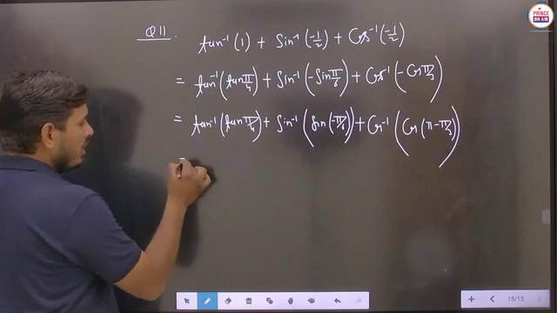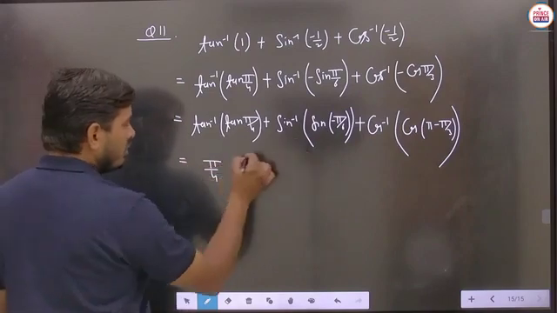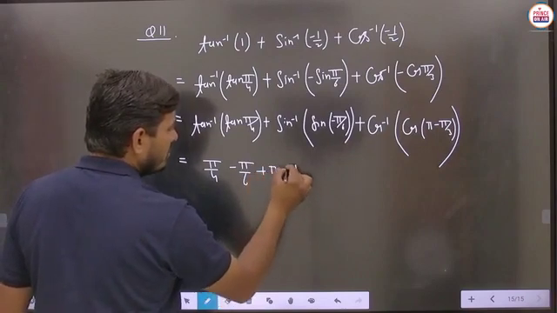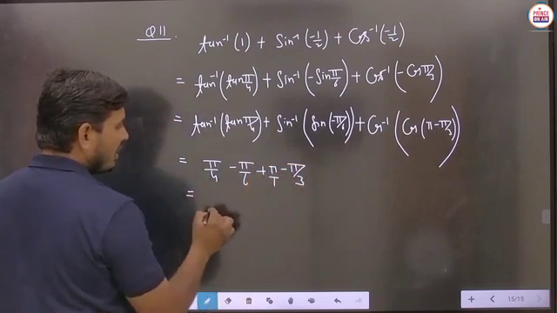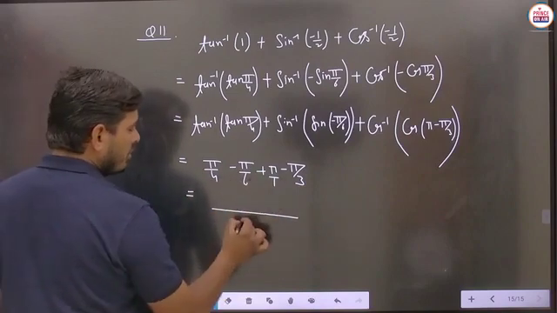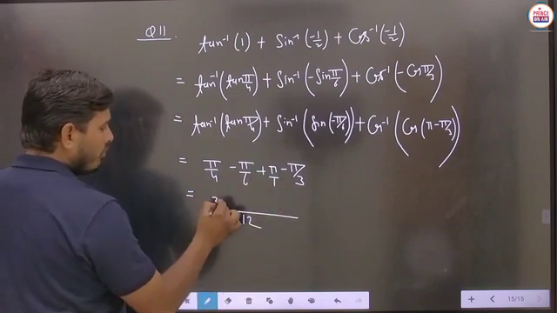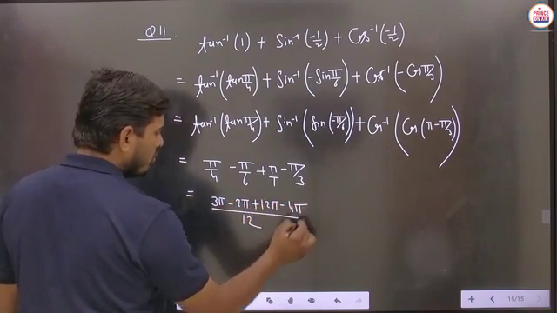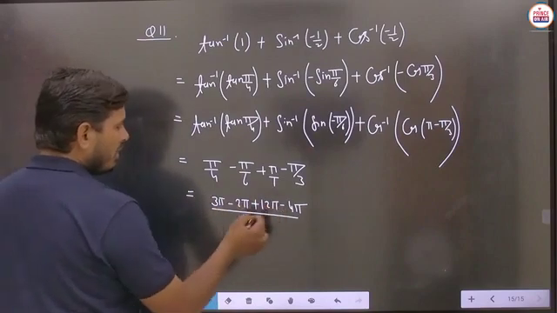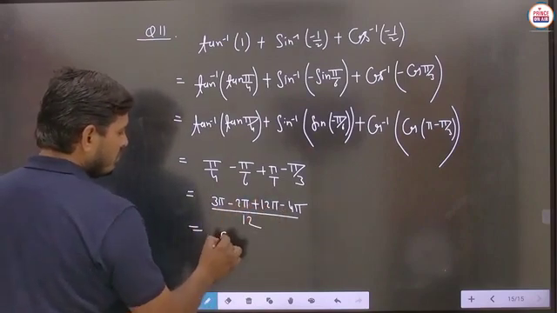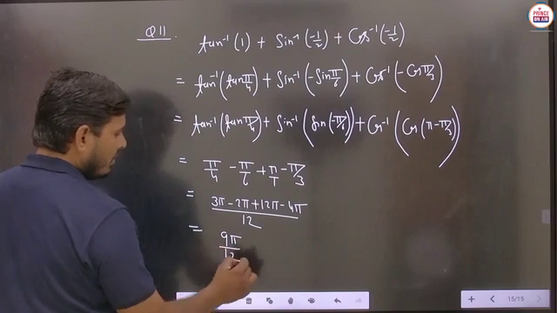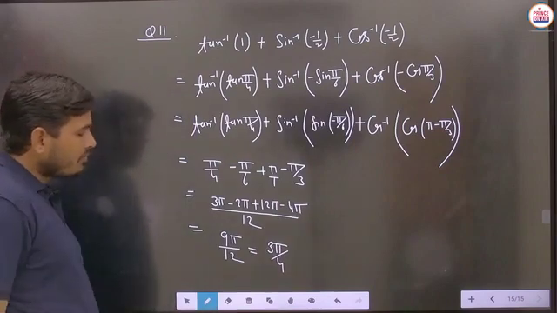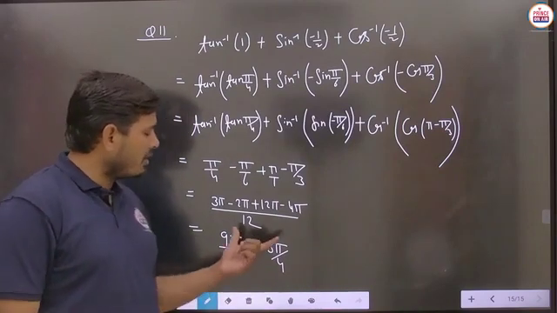Now you can write the answer as pi by 4. In this part, the answer is minus pi by 6. In this part, the answer is pi minus pi by 3. So you can take the LCM of 4, 6 and 3. The LCM will be 12. So it should be 3 pi minus 2 pi plus 12 pi minus 4 pi. Is it to be clear? So 15 minus 6, this should be 9 pi by 12. And this will cancel out, then the answer will be 3 pi by 4. So easily you will obtain the answer in a very systematic way.